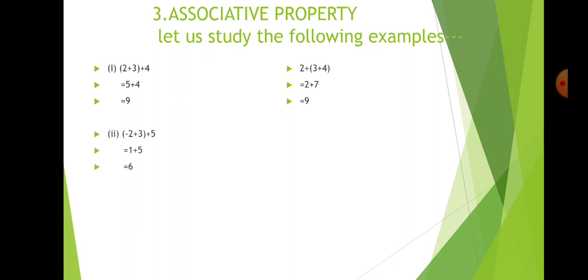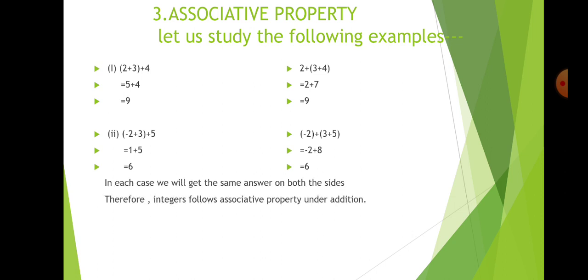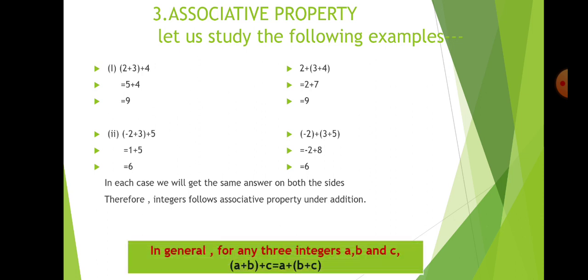So see this next example. Here also we are changing the brackets but we are getting the same answer, 6 and 6. So from these examples, in each case we get the same answer on both sides. Therefore integers follow associative property under addition. The formula is, for any 3 integers a, b and c, a plus b plus c is equals to a plus of b plus c.